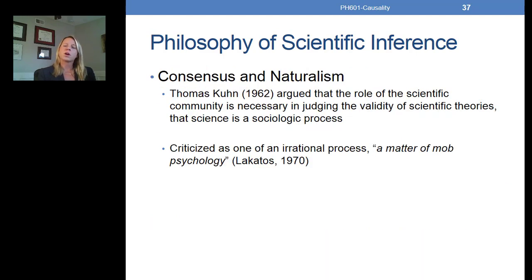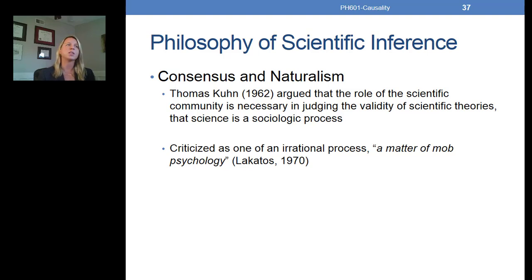And then there's what's called consensus and naturalism, and this is an idea that's established in the mid-1900s, and it's still in effect today. This is where the scientific community essentially is involved in judging the validity of scientific theories. So essentially science follows some sociologic process. And for better or for worse, this type of thinking and scientific inference is still, as I said, used often in today's scientific world, right?